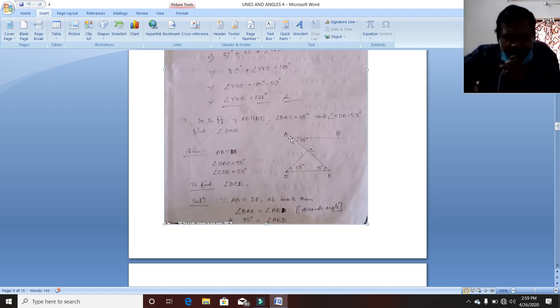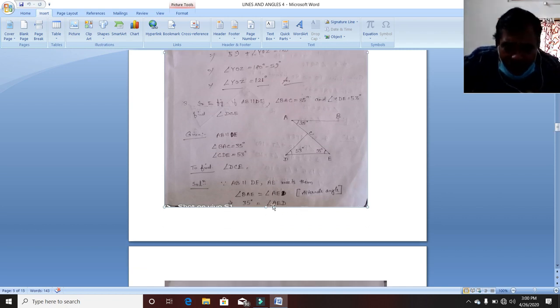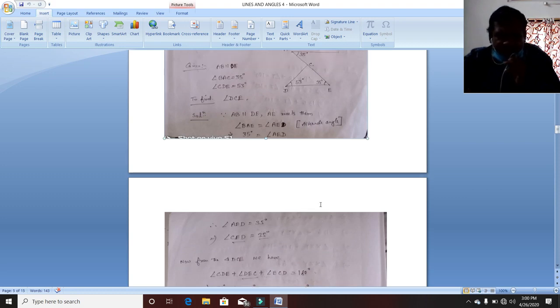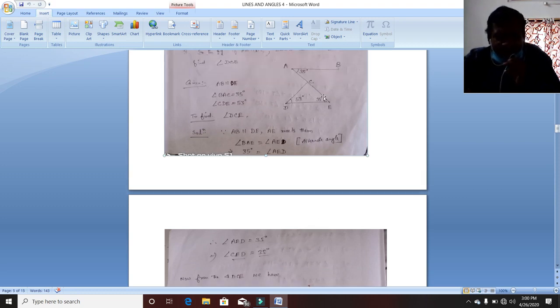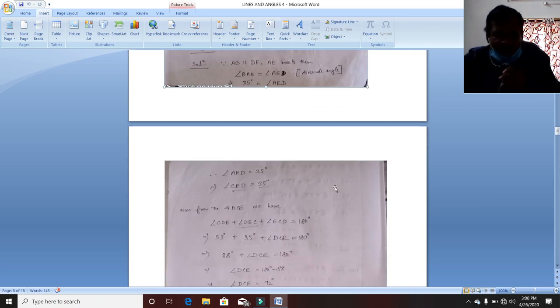Now you see, AB is parallel to CD. AE meets them. So this angle and this angle are what? Equal. What are these angles? Alternate angles. BAE equals what? AED, yes or no? So what is this value? AED equals 35 degrees. So I got the value of AED equal to 35 degrees. Now C is a point on the line AE, so angle CED will be equal to what? 35 degrees. So I have written CED equal to 35 degrees.